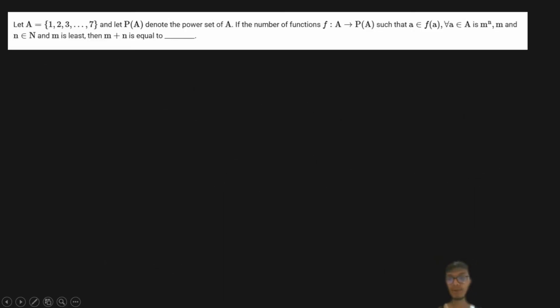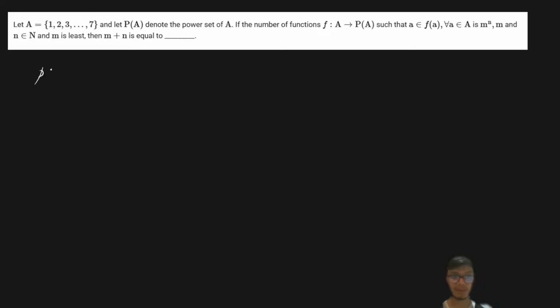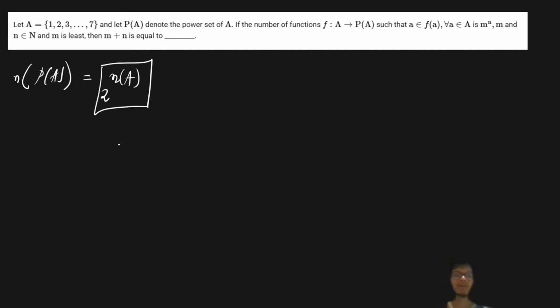Okay, so here we go with the next problem, and here we have to count. Here it is said that there is a set A and P of A denotes the power set. So we all know that power set denotes the set of all the subsets. Okay, so if I now try to calculate the number of elements in the power set, it is basically given as 2 to the power number of elements in A. Okay, simply as 2 to the power number of elements in A.